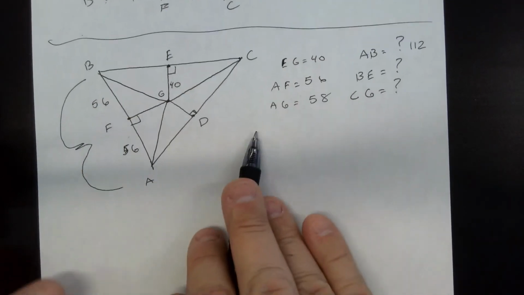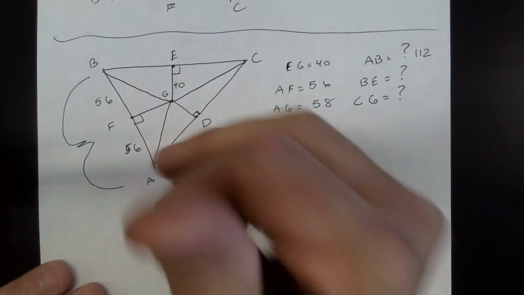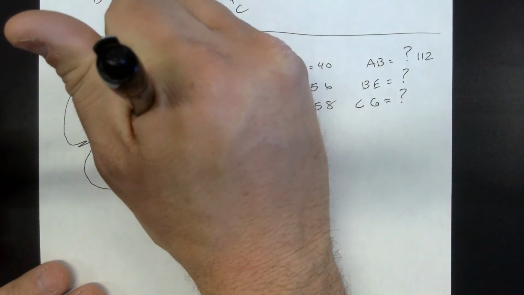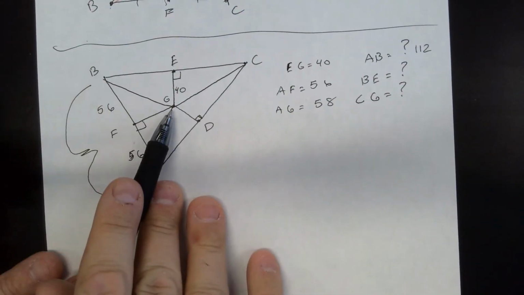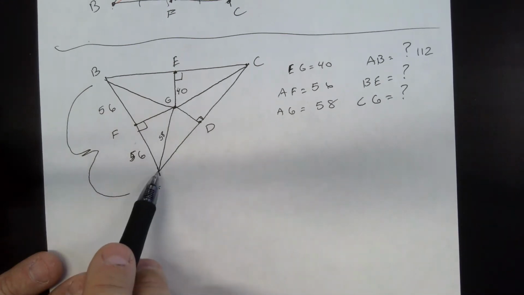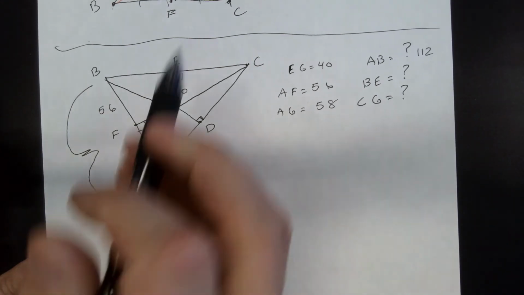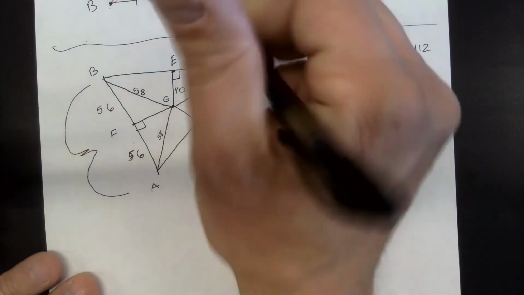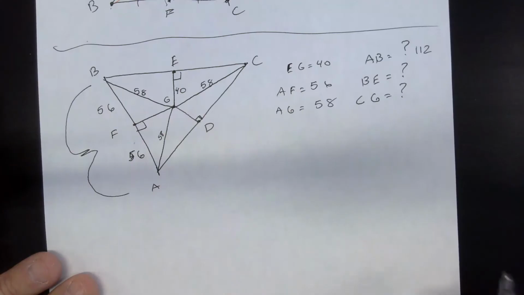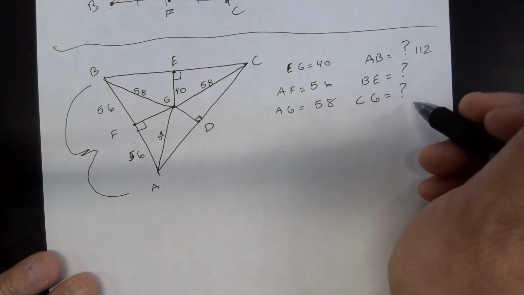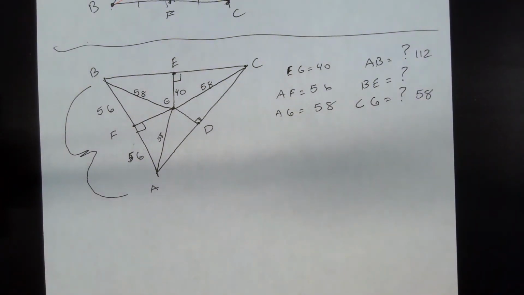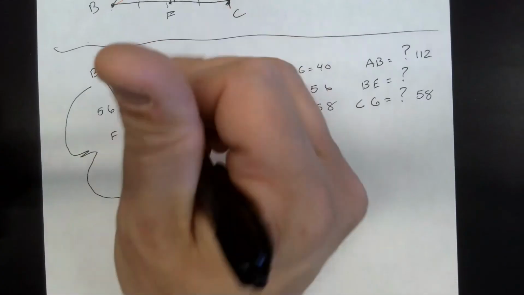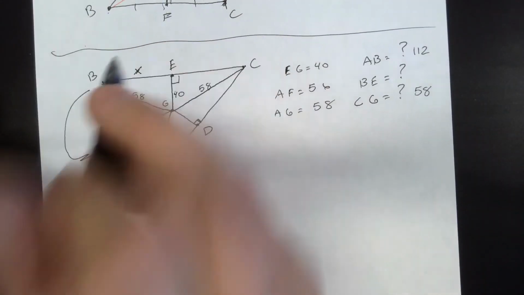Okay, let's keep going. AG is 58. So if AG is 58, what's BG? Think about it. From the vertex to the circumcenter are all the same. So do we know what CG is? Yes, sir. 58. Okay, but which one are we looking for? BE. So we're looking for that, and I'm going to label it X.